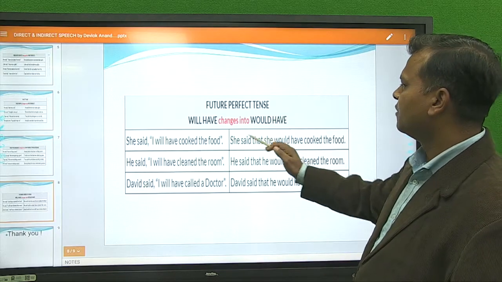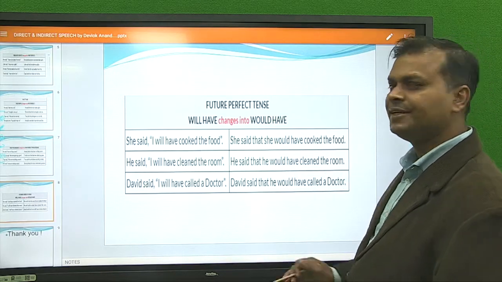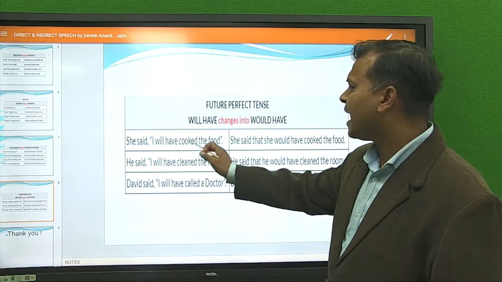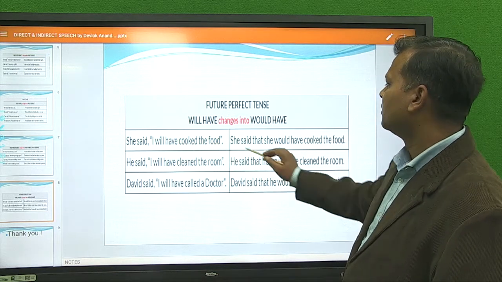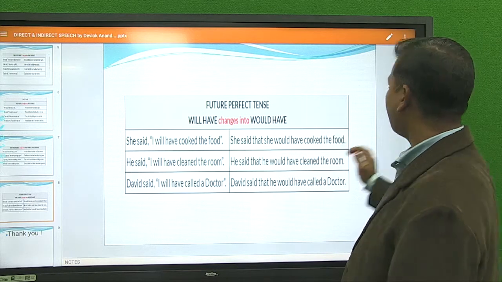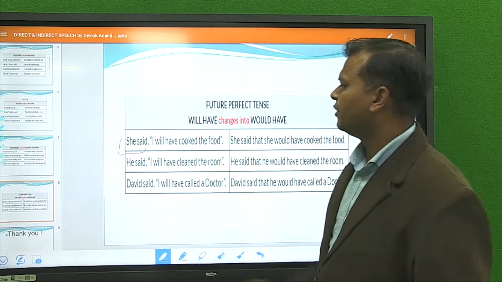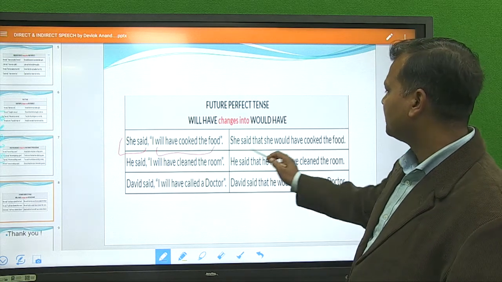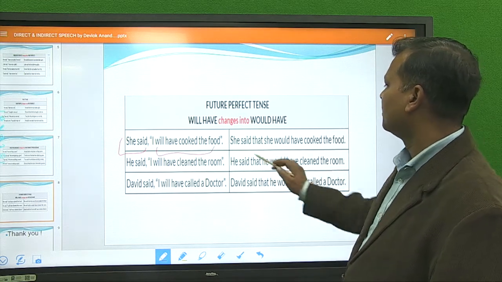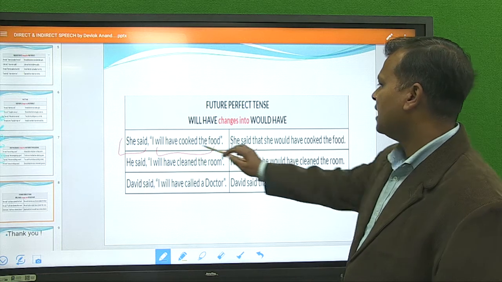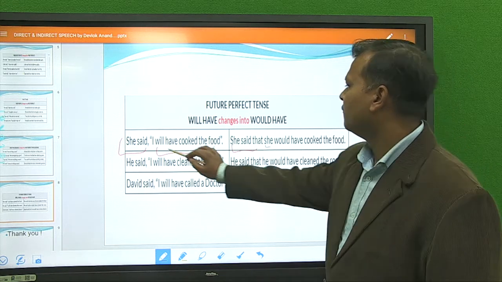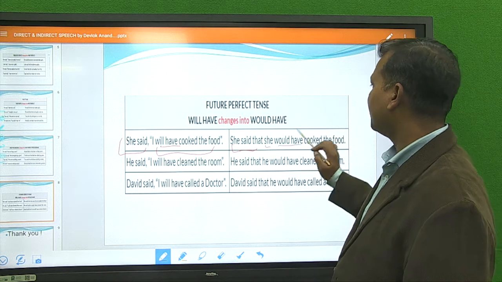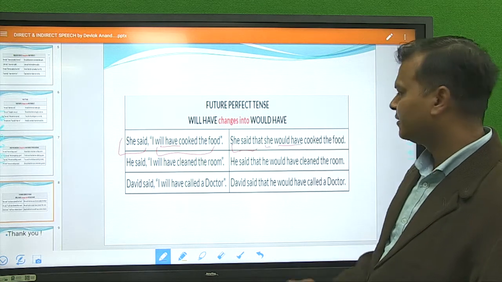Future perfect tense. "Will" will change into "would have." This is very simple, dear students. She said, "I will have cooked the food." "She said" is the reporting verb and "I will have cooked the food" is the reported speech, dear students. She said that she would have cooked the food. So "I" has changed into "she" and "will have" has changed into "would have," right?